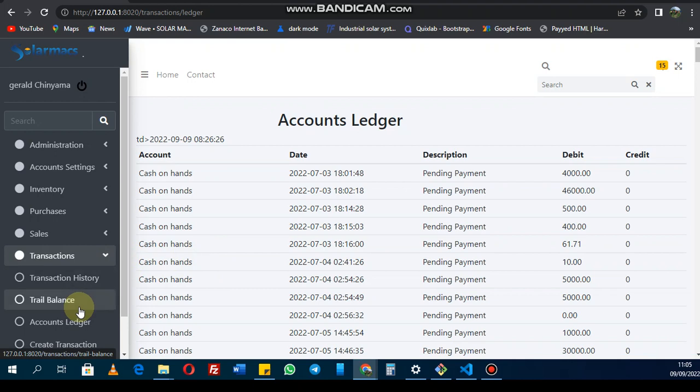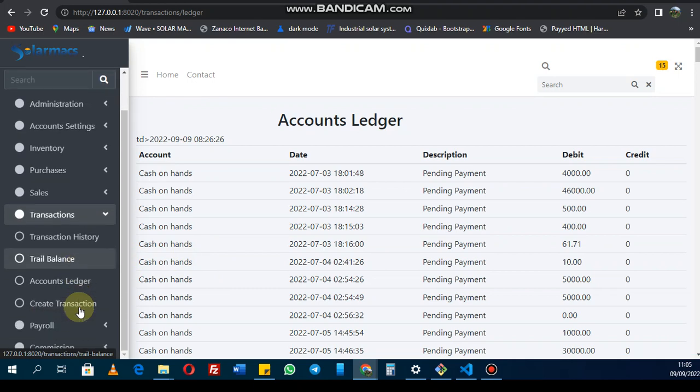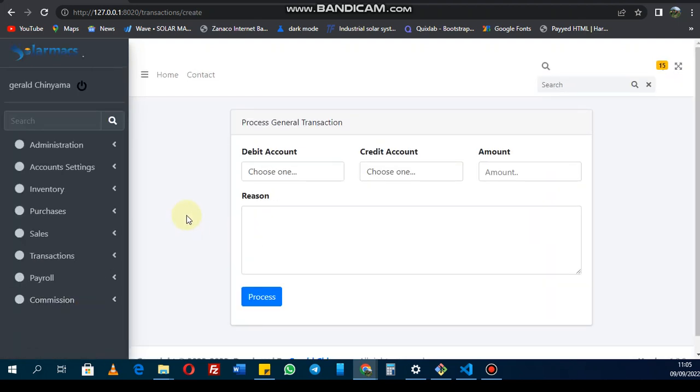Another part of transactions is that we can create manual transactions. So far the transactions that have been happening are system-based transactions, where a payment is made. But there are times when you'd want to take money out of an account, put money into an account, or move funds from one account to another. We can do that through a process where we generate a general transaction.